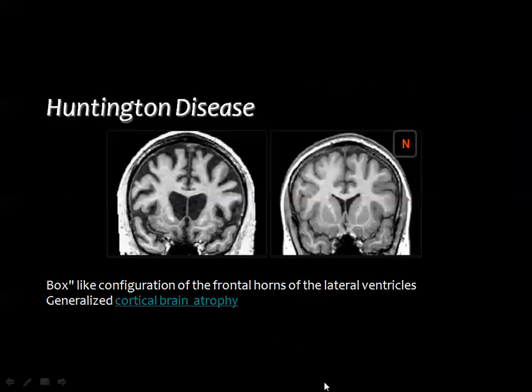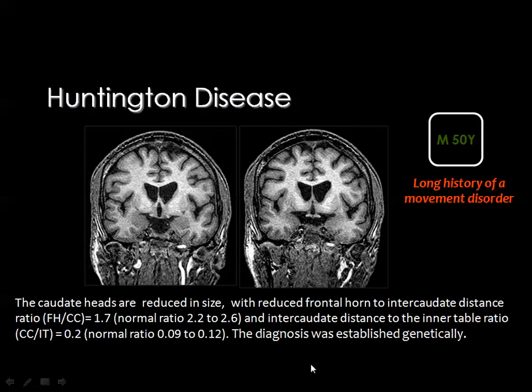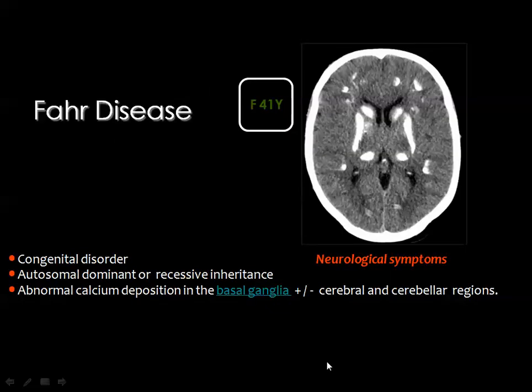Then this is the difference between a normal brain and the brain of Huntington disease, where you see the basal ganglia, especially the caudate, is atrophic, and the frontal horns of the lateral ventricles are considerably dilated. And this is also an example of a patient who was diagnosed by genetic testing to have Huntington disease at the age of 30 years, presenting with brain atrophic changes, which are considered too early for this relatively young age, with considerable dilatation of the frontal horns of the lateral ventricles. And there are a lot of measurements for this disease, but actually we rely upon the clinical data and the imaging findings of considerable atrophic changes in the basal ganglia, especially the caudate, with the box-like appearance of the frontal horns of the ventricles.